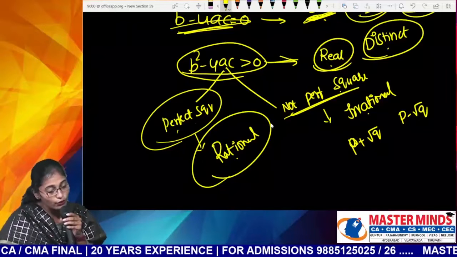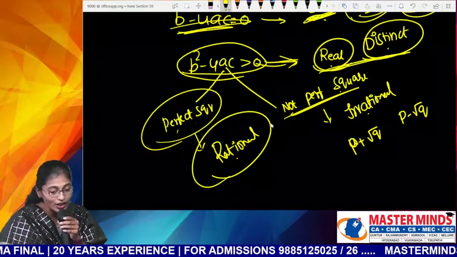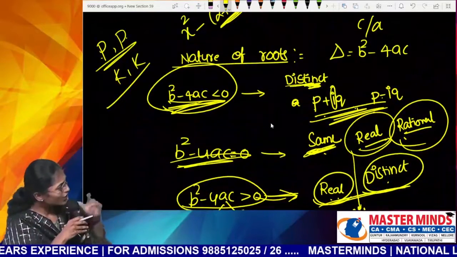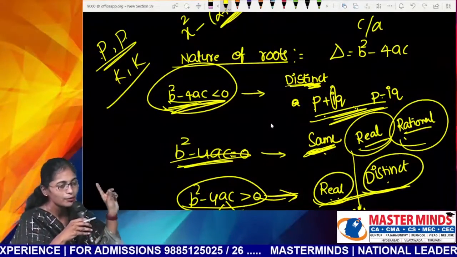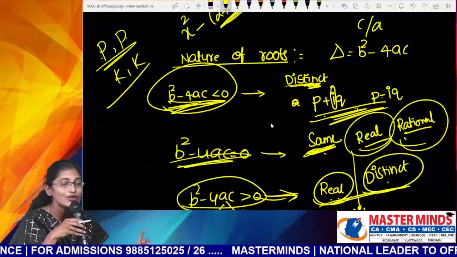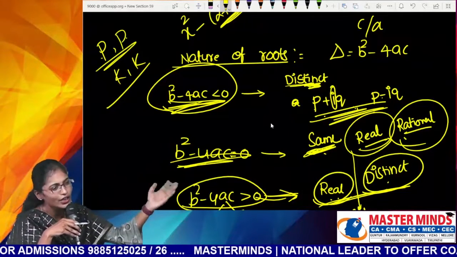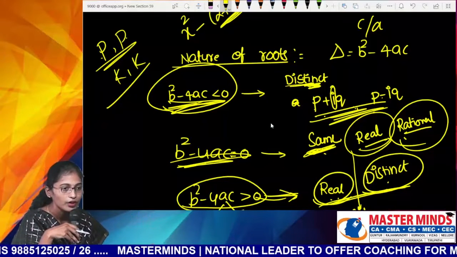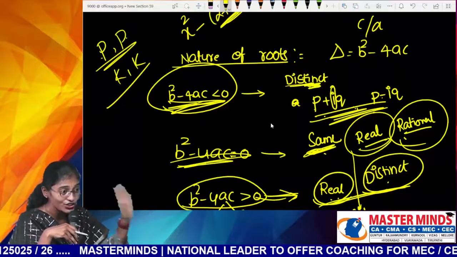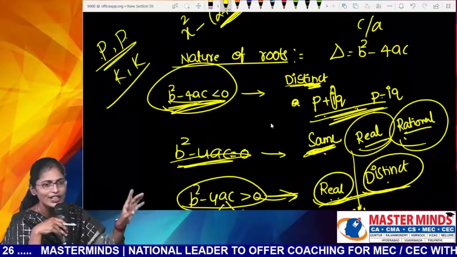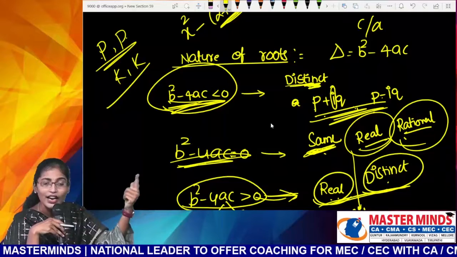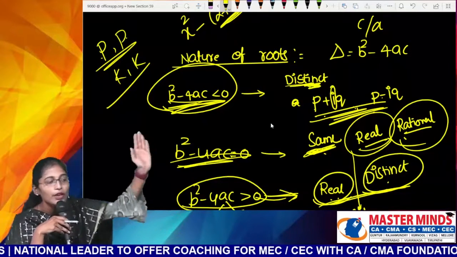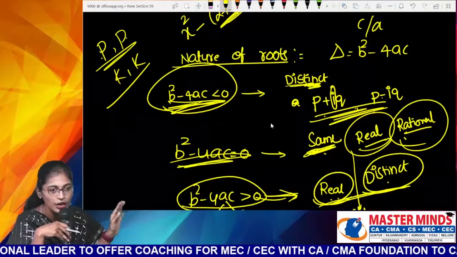If b square minus 4ac is greater than 0, then the roots are of what kind? Real and distinct. If b square minus 4ac is less than 0, tell me the nature of roots? Distinct. And how do you call the roots? Conjugate complex numbers. If b square minus 4ac equal to 0, roots are same, real and rational. If b square minus 4ac is greater than 0, real is okay and distinct is okay. But if it is a perfect square, the roots become rational. If it is not a perfect square, the roots become irrational.